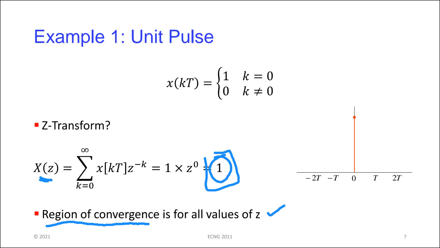What was the Laplace transform of a unit pulse, of an impulse? What was the Laplace transform of delta t? 1. Not one question, 1. You should know that by now. And what was the Fourier transform of delta t?